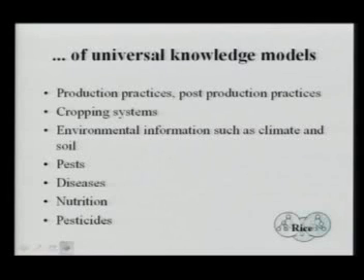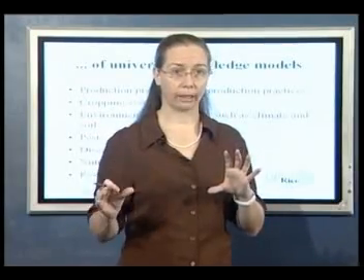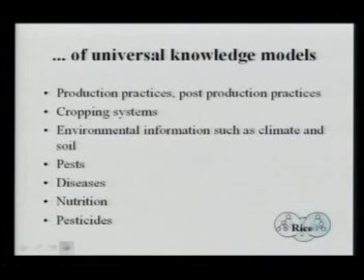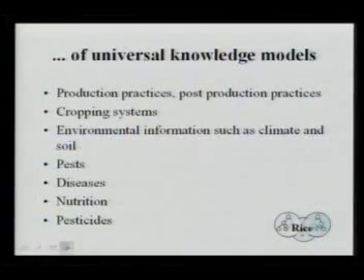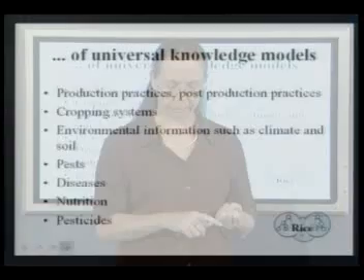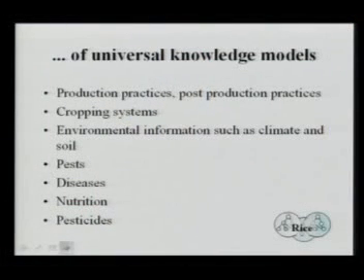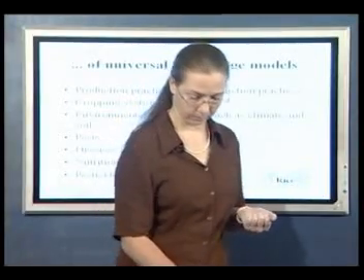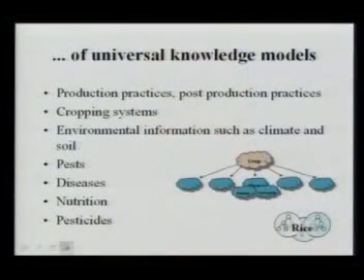Universal knowledge models, because we would like to build top-level knowledge models containing the agricultural domain. For this, we would like to cover many different types of crops in which we have specific types of arguments. For example, production practices and post-production practices, which may be common for some crops, but may be specific for different types of crops, such as rice or mango or wheat. Cropping systems, which may also be common for specific crops or may be specific. Environmental information, such as climate or soil types, pest, disease, and nutrition information, which kind of nutrient can go for which type of crops, pesticides. So the first objective is to build a top-level knowledge model, including generic types of information.